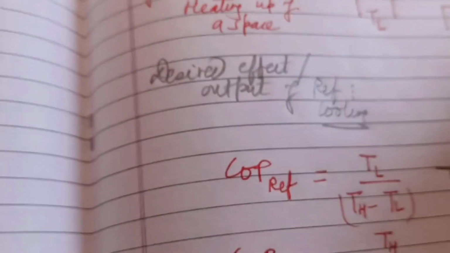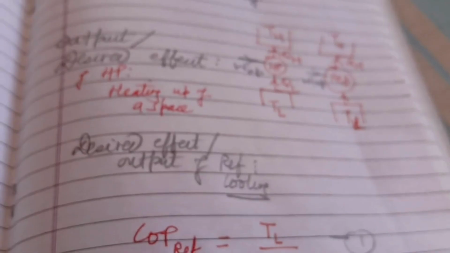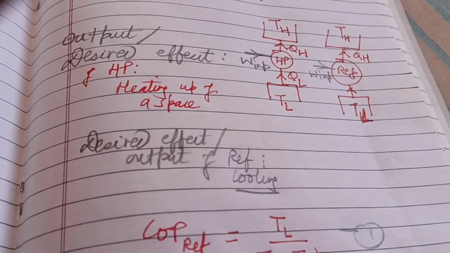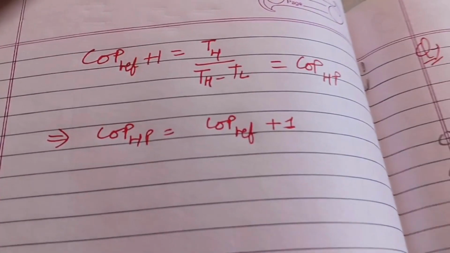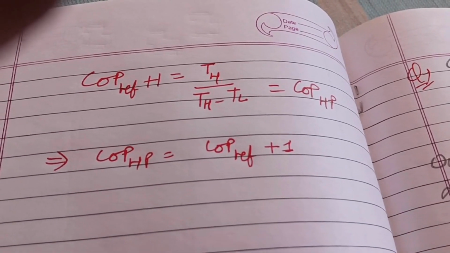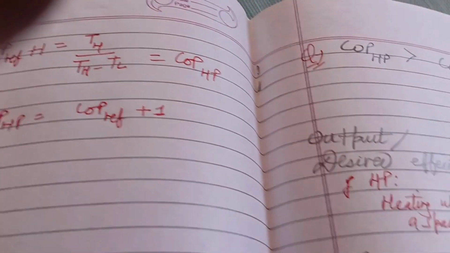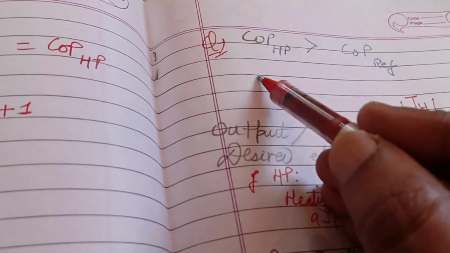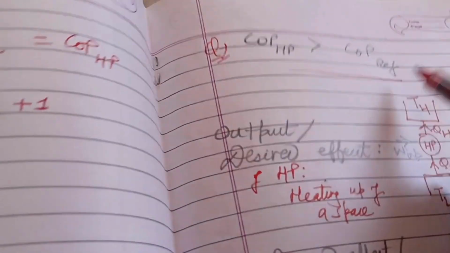So the phenomenon that is acting here is, by virtue of the desired effect, the COP of heat pump is getting greater than COP of refrigerator. So this is the actual phenomenon and the reason behind COP of heat pump being greater than COP of refrigerator.